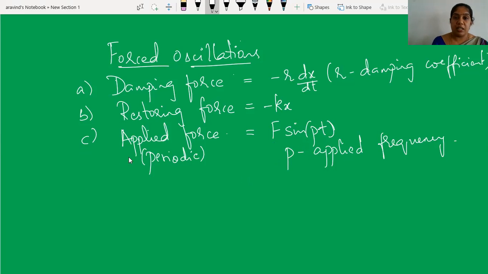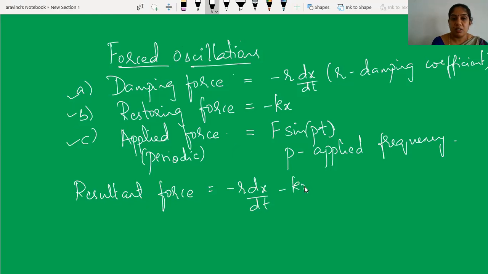So what is the equation of motion? So I can say the total resultant force acting in the case of forced oscillation is due to these three forces. So hence I can write this as the sum of damping force, restoring force, and external periodic force.